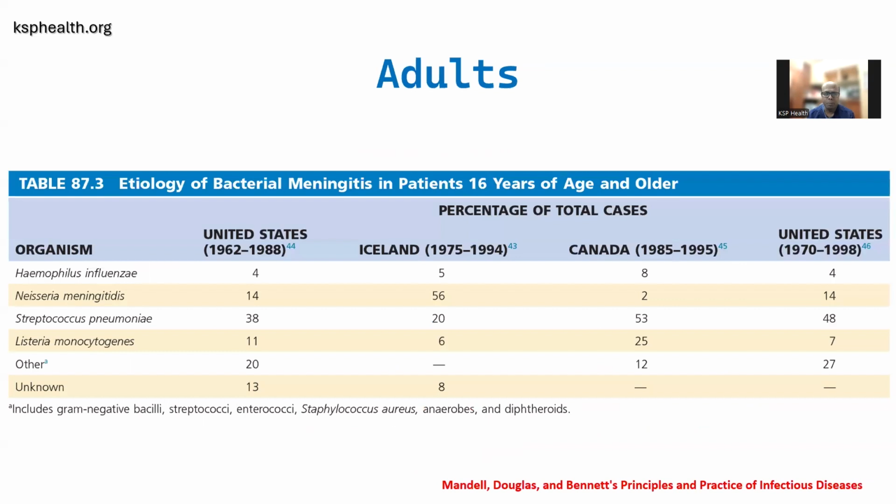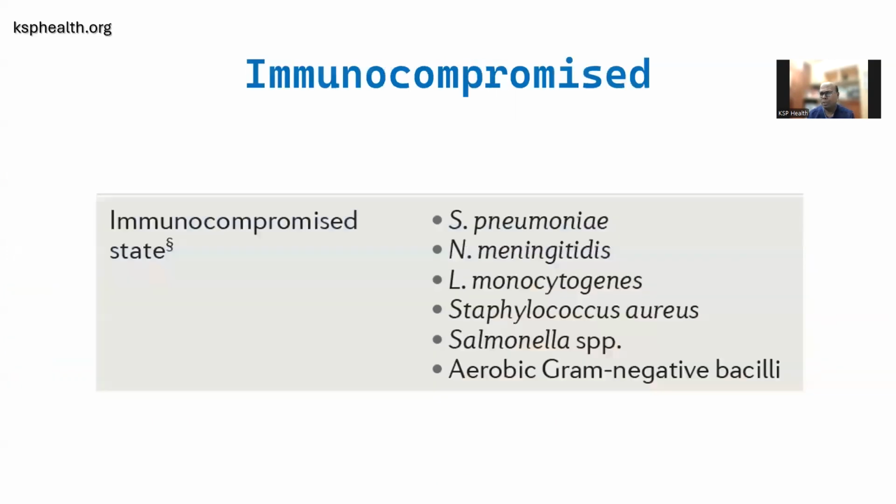In adults, again, Haemophilus influenzae, Neisseria, and Strep pneumo predominate. Prior to the conjugate vaccine, H flu used to cause lots of meningitis. Now, Strep pneumo predominates, followed by Neisseria. In patients above 50, Listeria monocytogenes becomes another pathogen to be considered. In the immunocompromised host, along with Strep pneumo and Neisseria, you will see Listeria, Staph, Salmonella, and other gram-negative bacilli.